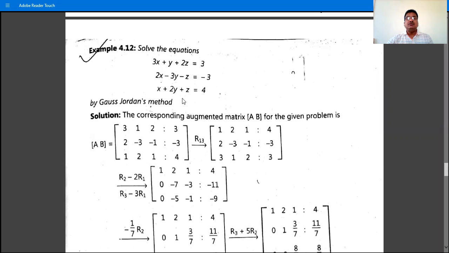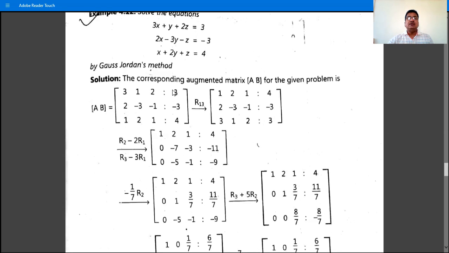Now reduce the system in the matrix form first. That is, write the coefficient matrix 3, 1, 2; 2, minus 3, minus 1; 1, 2, 1, times x, y, z is equal to 3, minus 3, 4, and then consider the augmented matrix AB. So the augmented matrix is what? AB is 3, 1, 2, 3; 2, minus 3, minus 1, minus 3; 1, 2, 1, 4, and the matrix of constants is 3, minus 3, 4. So the combination of A and B is the augmented matrix AB.